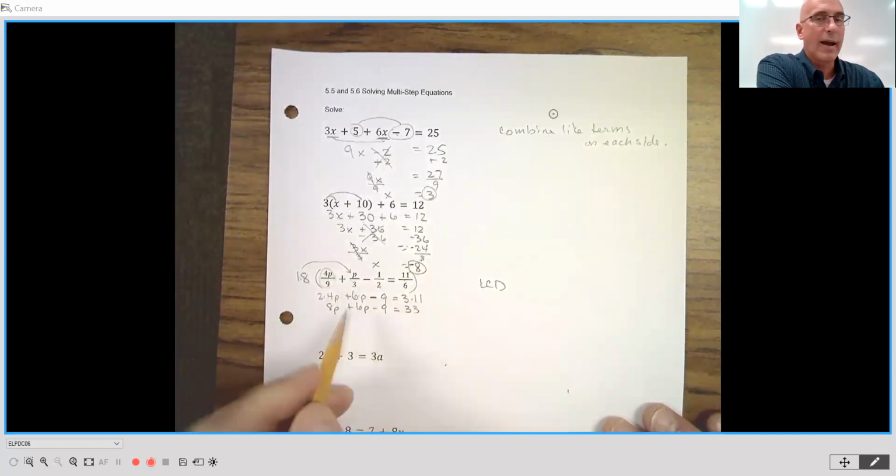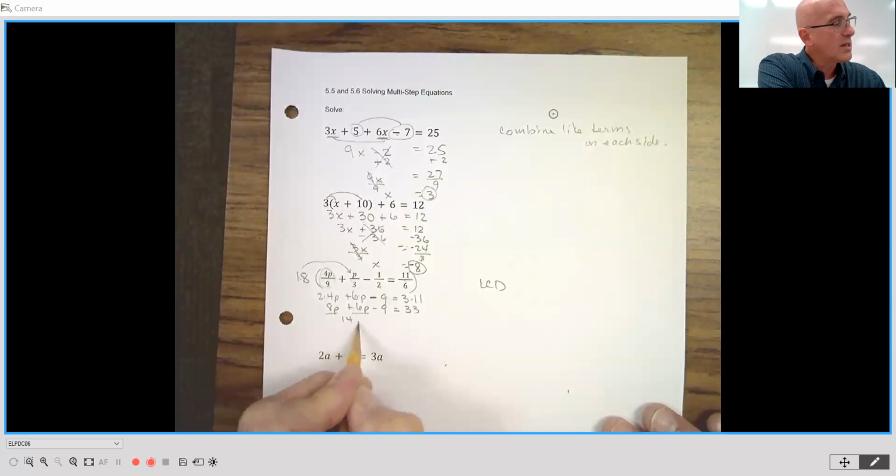Now we're going to combine any like terms on either side. So we have 8p and plus 6p. That's 14p minus 9 equals 33. With each step, it gets simpler and simpler. We're going to add 9 to both sides.